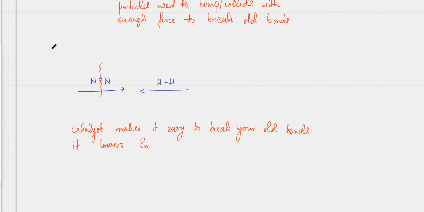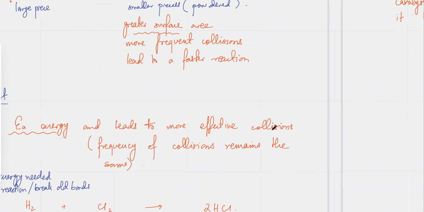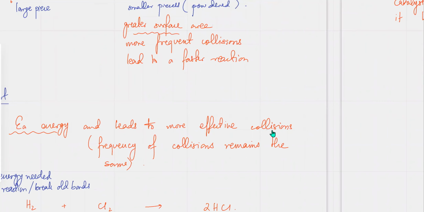So a catalyst is a thing that is added to a reaction. The whole problem was that breaking the triple bond was very hard. So you had to give it a lot of energy, and you had to collide the two molecules with a lot of force. But adding a catalyst makes this part easy. So it lowers the activation energy, and when the activation energy is lowered, you get more successful reactions. The frequency of collisions is the same, except that you now have a lot more effective collisions.